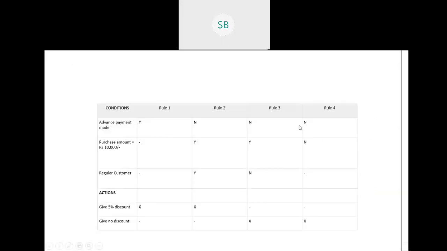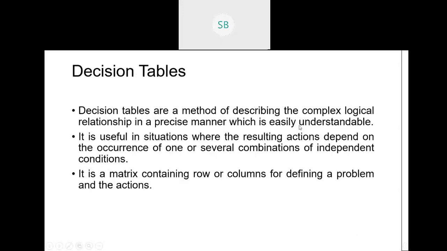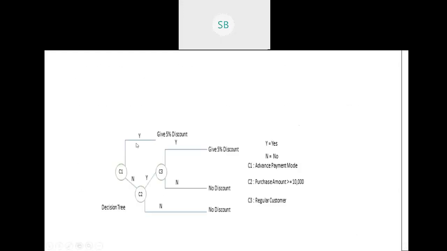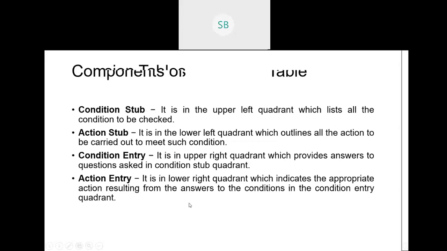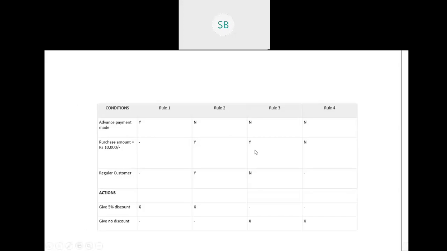Later we have some rules. We have seen in the diagrams that each rule has yes or no values. Based on that we put the entries, and then we find out whether we should give them a discount or not. So this is the decision table.